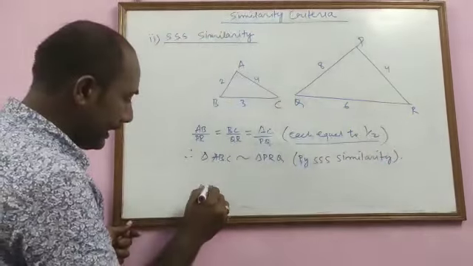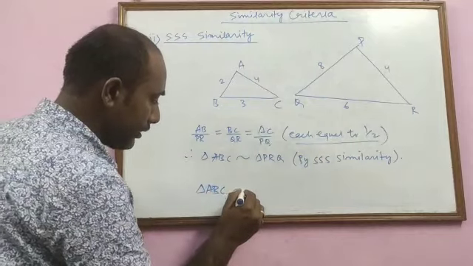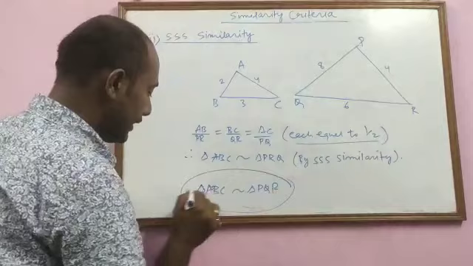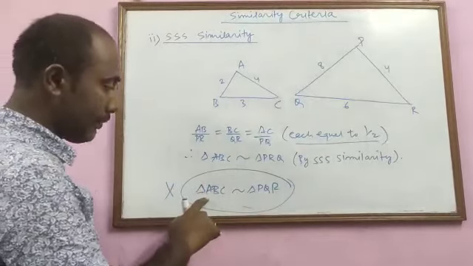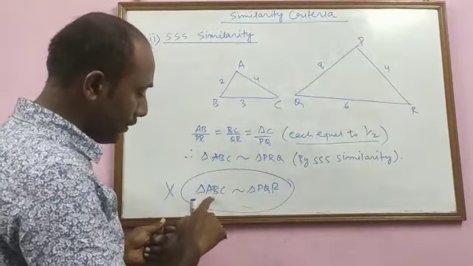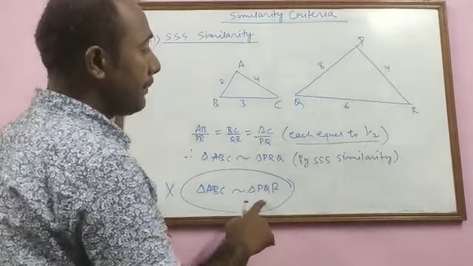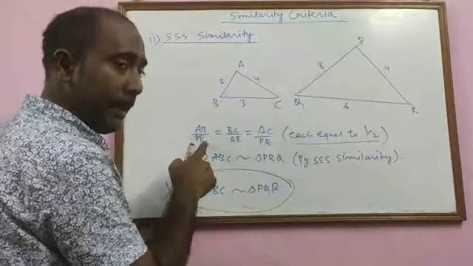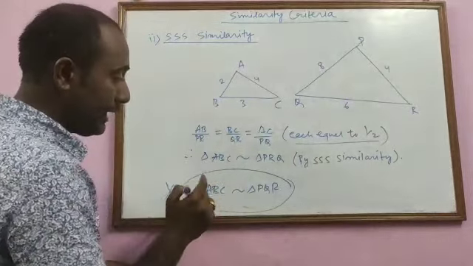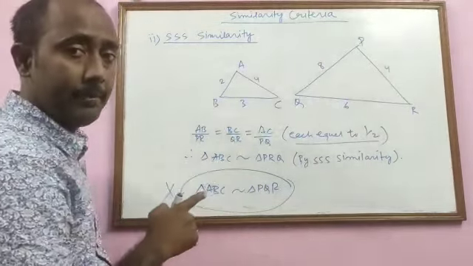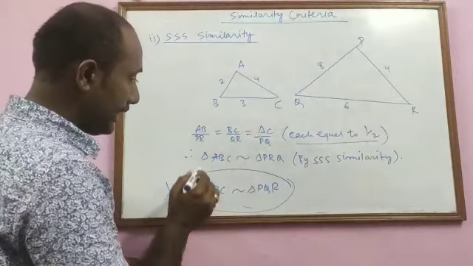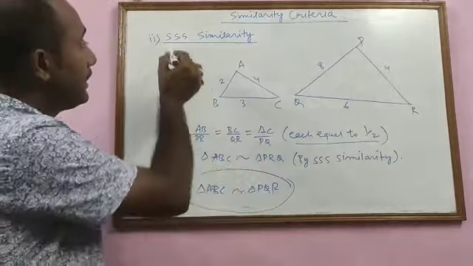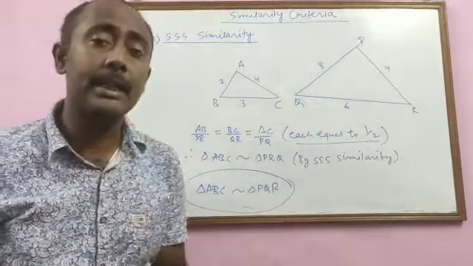Now if you write triangle ABC similar to triangle PQR for this particular case, then this will be wrong, because the corresponding sides, the side corresponding to AB is not PQ. The side corresponding to AB is PR. Here we have taken AB by PR. So we have to be careful when we are writing it in symbolic form. So in this case, triangle ABC is similar to triangle PRQ. So this is about side similarity criteria.